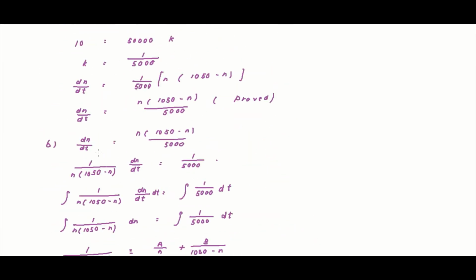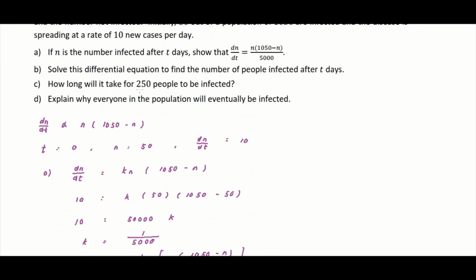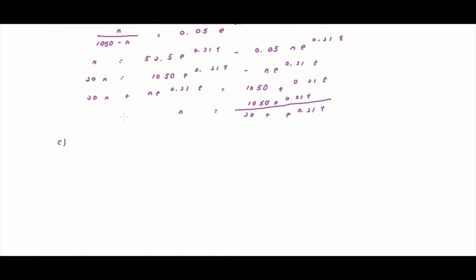So now move on to C. How long will it take for 250 people to be infected? So meaning your N, the number of cases, is 250, and you want to find your T. Meaning N equal to 250, and you want to find the time needed to reach 250. So you just substitute: 250 equals 1050 e to the 0.21T over 20 plus e to the 0.21T.